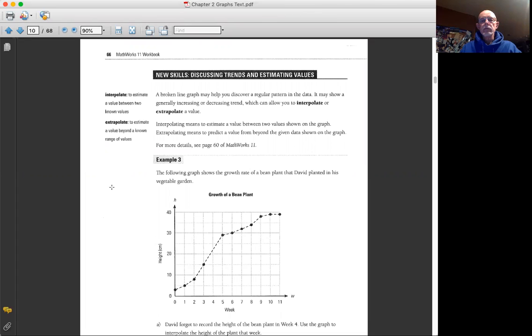So David grew a plant. And he said, okay, I'm going to be a good boy and I'm going to measure this every day. So he started out really well, and he did the first 3 days, and then he missed a day for some reason. And then he picked it up again on day 5 and completed to day 11. So the big question is, what would be the likely height of the plant on day 4?